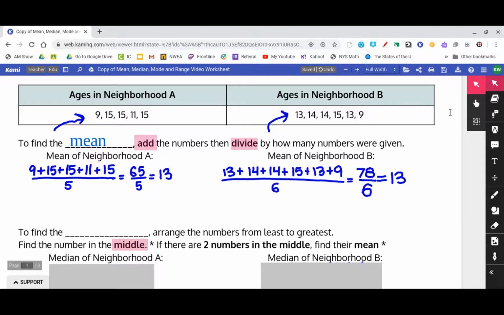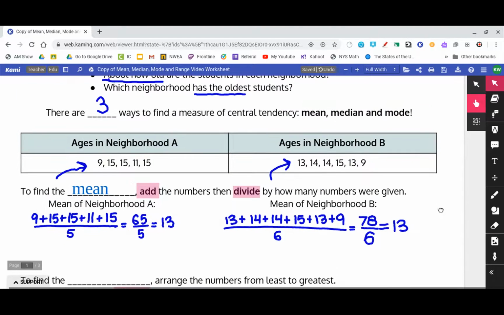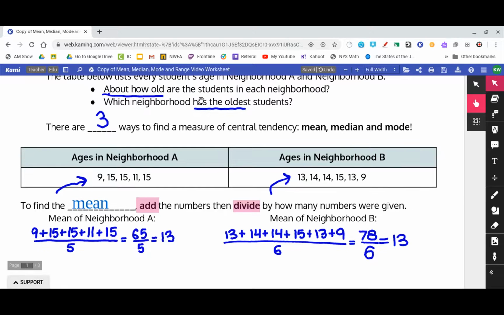So now I can give an answer to those questions above. The questions above stated about how old are the students in each neighborhood. Now, if I look at the mean, I could say that in neighborhood A, the students are about 13 years old. And in neighborhood B, the students are about 13 years old. The other question says, which neighborhood has the oldest students? Well, if I'm looking at the mean, I would say the neighborhood A students are about the same age as the neighborhood B students.